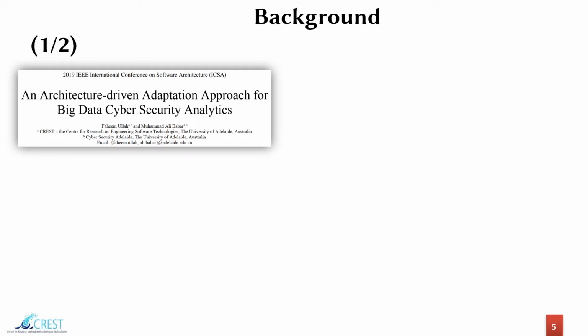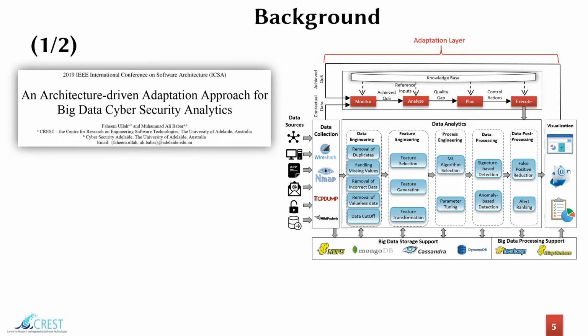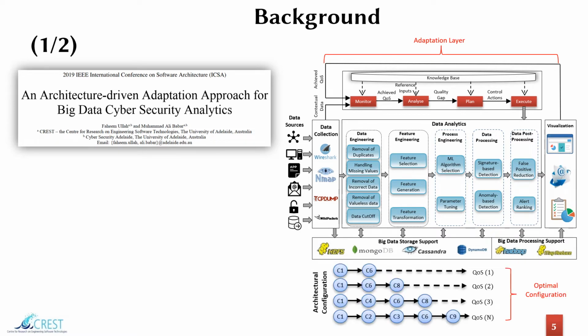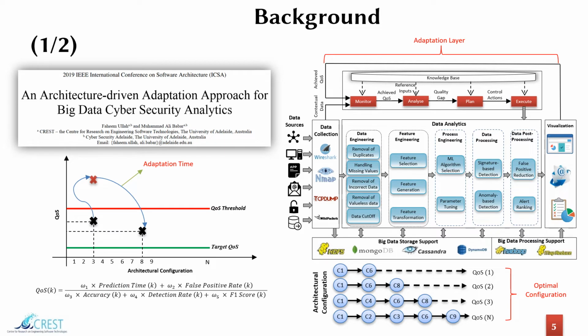Earlier this year, we presented this work on architecture-driven adaptation for big data cybersecurity analytics systems in the International Conference on Software Architecture. The main idea behind that work was that we have a component-based architecture for a BDCA system where we divide the various functionalities into components, and we don't have each component operationalized at each time. Rather, we have configurations, and at a particular time, a particular configuration is operationalized, and the system operates accordingly. Now, we introduce an adaptation layer, as you can see on the top, and that adaptation layer measures the quality of service of the system. The quality of service is calculated using the utility function shown at the bottom of the slide.